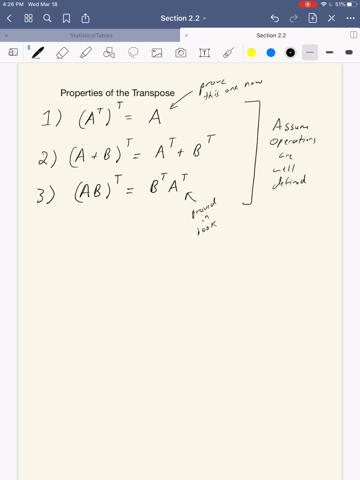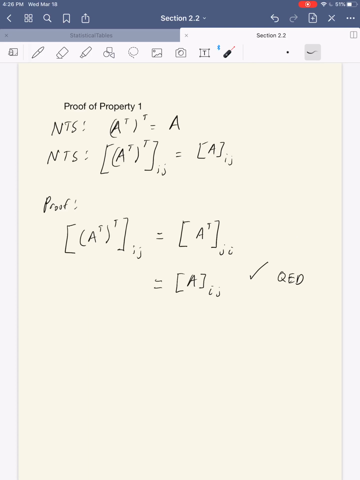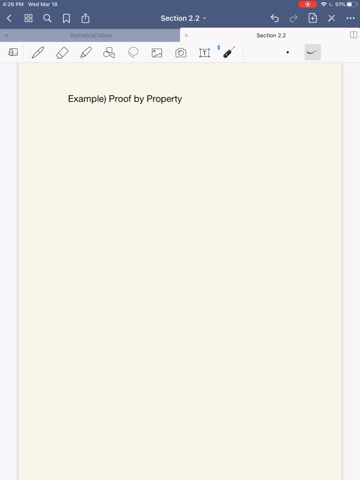So what we're going to do in our next example is actually prove another property, not from scratch, not from using the elements, but actually from using these properties. So let's go ahead and look at that.